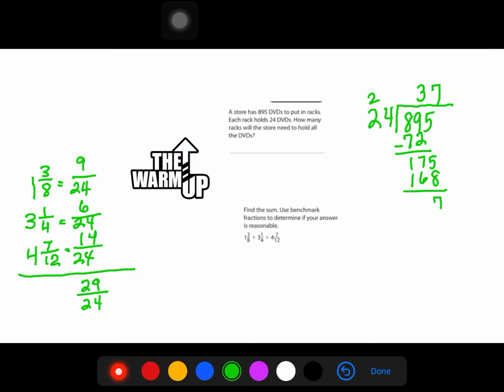And then my whole number is 8. Well, 29 24ths really equals 1 and 5 24ths. When I add that to the 8, I have 9 and 5 24ths. I love it. Now let's check. This benchmark, I would say, is about 1.5 plus 3, which makes it 4.5, plus another 4.5, which makes it about 9 as my estimate. So I like my answer.